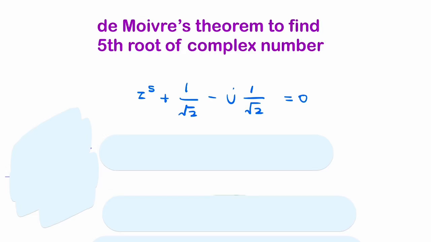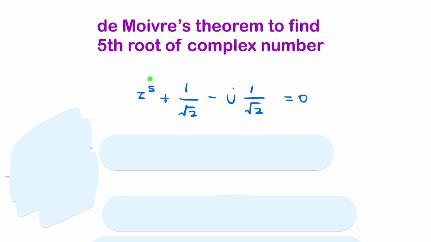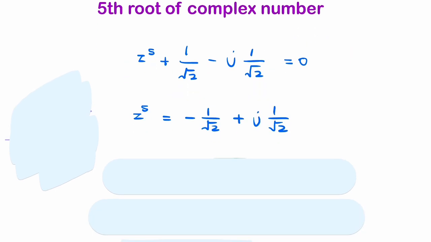So let's use de Moivre's theorem to find the fifth root of a complex number. Here we're given this complex expression and we're trying to find z to the power 5 or z. The first thing you want to do is to take all these numbers to the right, so you have a clean expression for z to the power 5. So this is your rectangular form. We don't like to have these surds in the denominator, but nevertheless, this is the rectangular form.